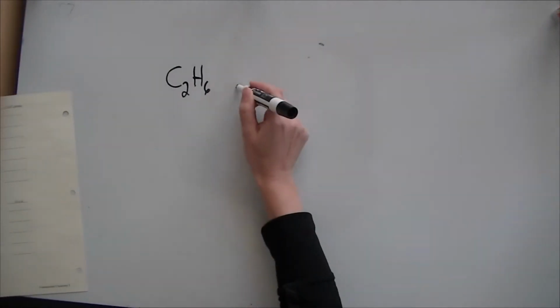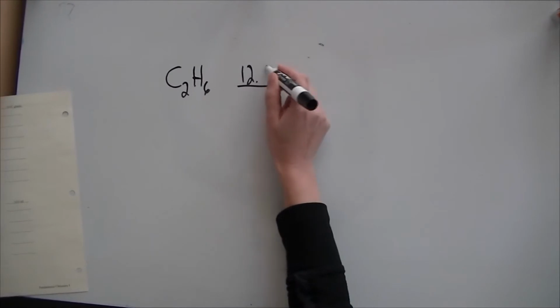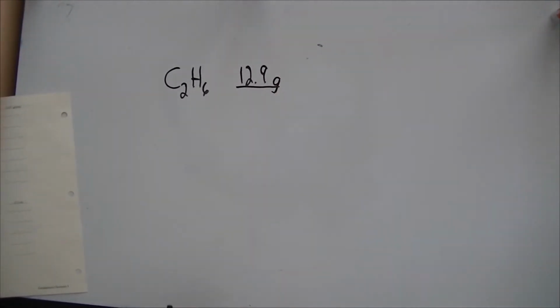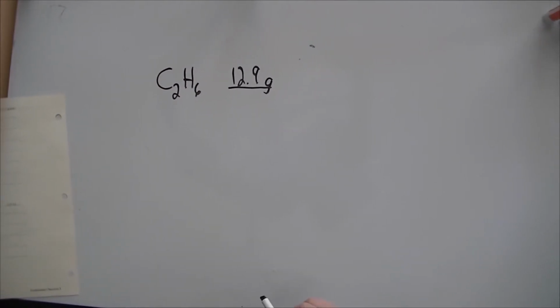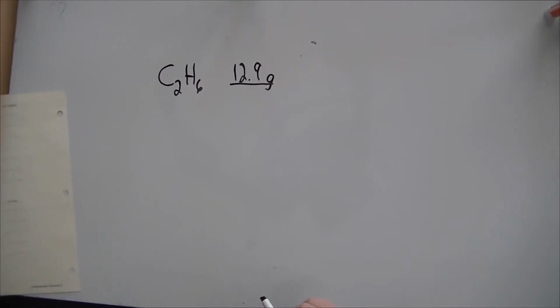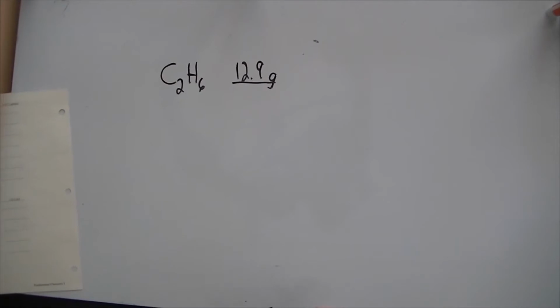And we have 12.9 grams of that molecule. So from there, we need to calculate the moles of C2H6. So if you remember, to calculate moles, we need the molar mass. Okay, because molar mass is measured in grams per mole. We use that as a conversion factor to go between grams and moles.